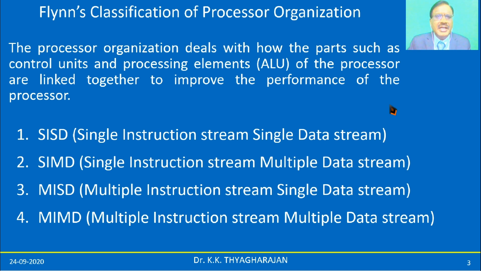The processor organization is classified into four types. The first one is SISD, that is single instruction stream with single data stream. The second one is SIMD, that is single instruction stream with multiple data stream. The third one is MISD, that is multiple instruction stream with single data stream. The fourth one is MIMD, that is multiple instruction stream with multiple data stream.